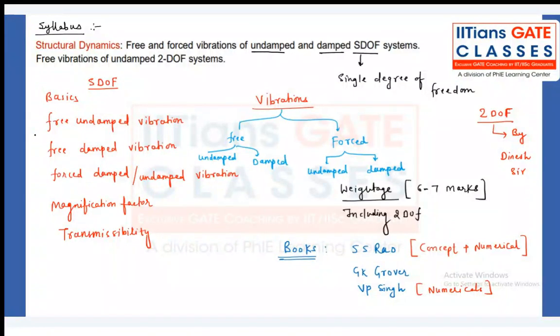What are all the books that we need to follow? SS Rao for concept and numerical, GK Grover, again VP Singh. My suggestion would be you follow only SS Rao. That will be sufficient enough, right?